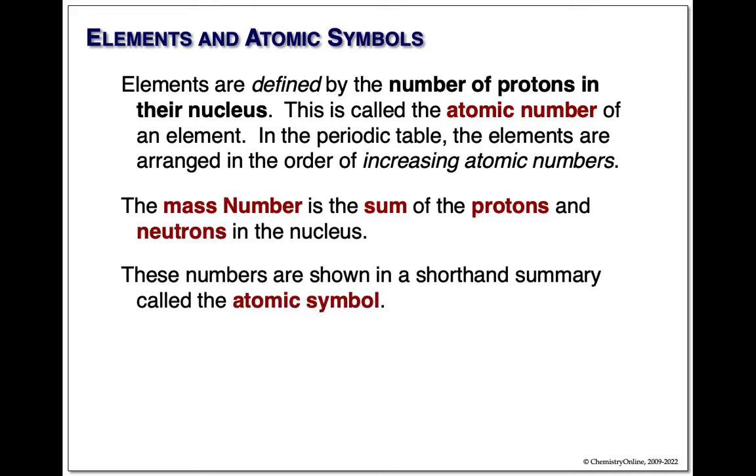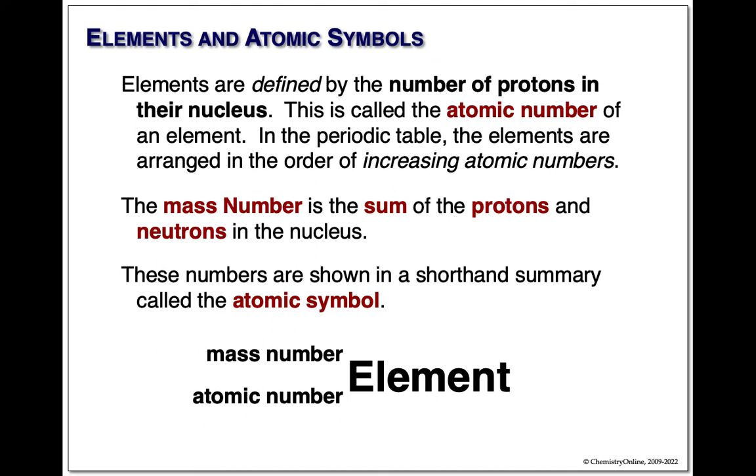The atomic symbol, we said, had three things. One is the symbol for the element. The second one was the mass number. Now we'll use mass number a lot today. Remember, mass number is the sum of protons and neutrons in the nucleus. We write that as a superscript before the symbol. Finally, the atomic number, or number of protons, goes down here as a subscript before the symbol.